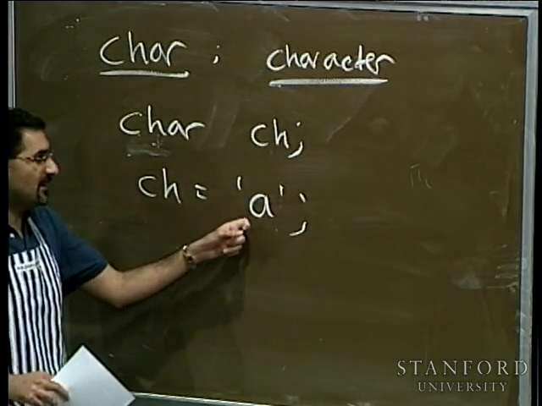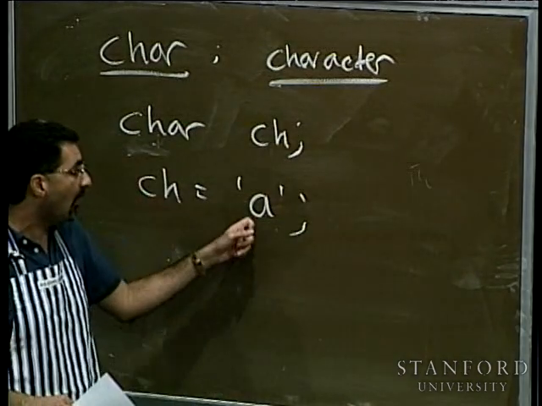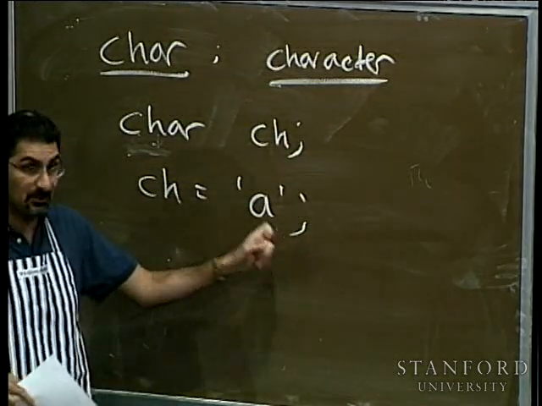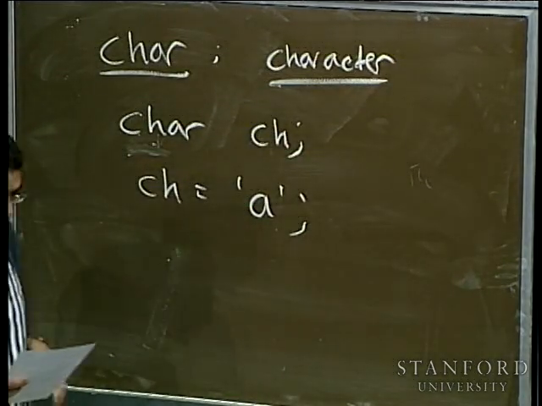The other thing that differentiates a character from a string is that a character always is just a single character. You can't put more than one character there. It can't be like ch equals 'ab'. That's not allowed. It's just a single character.